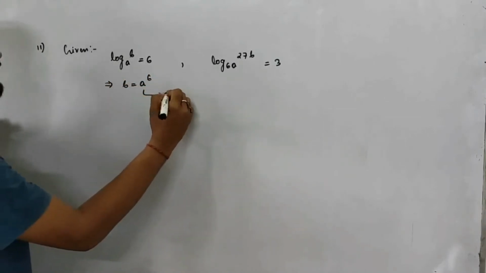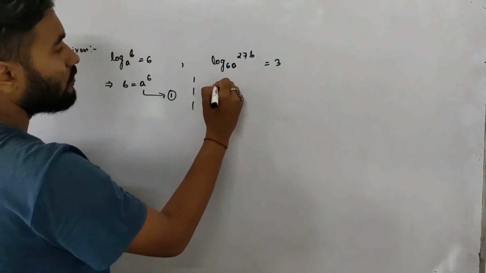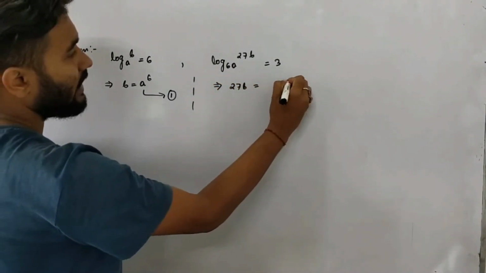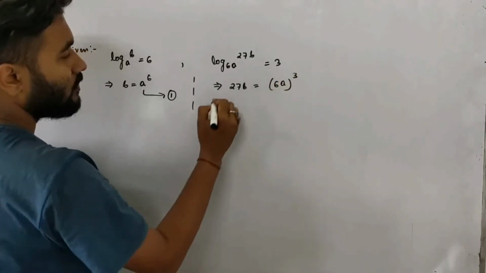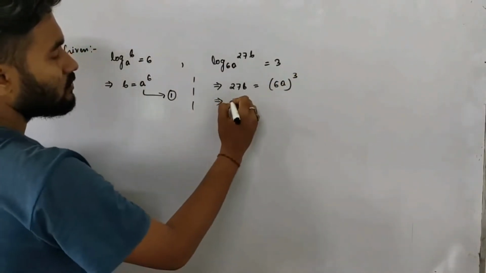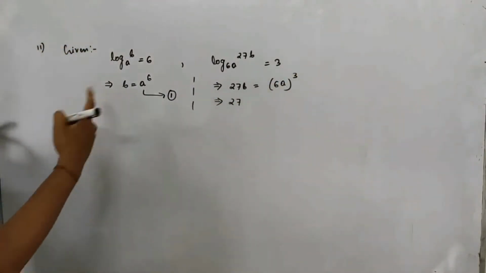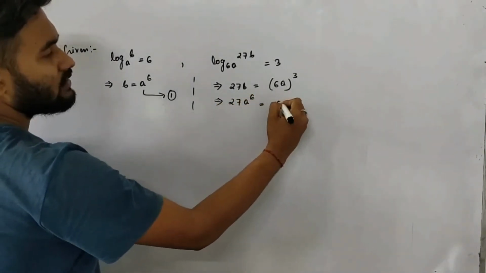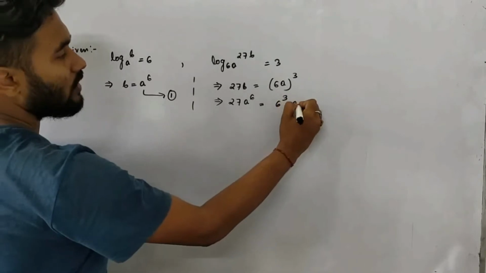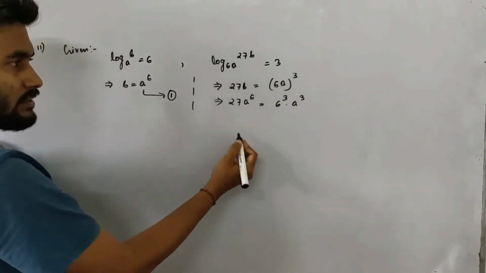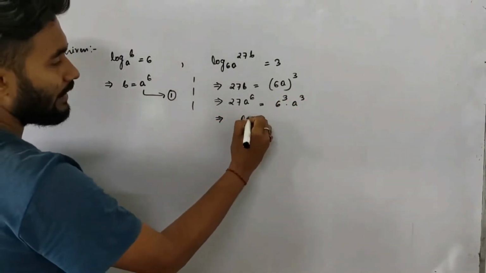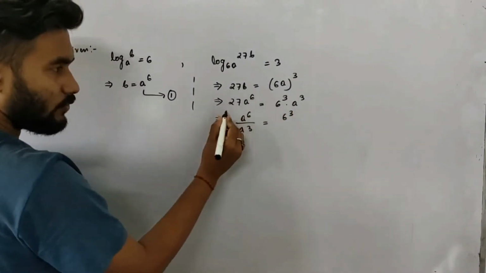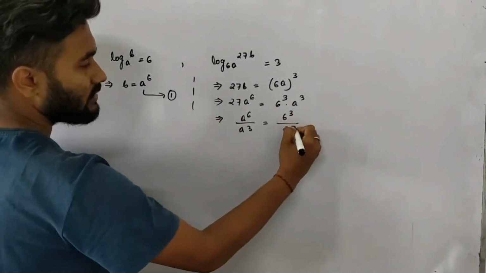Keep this as equation 1 over here, which implies 27b will be equal to what? 6a whole cube. Okay, so 27, what is the value of b? The value of b is a to the power 6. Same question, accurate. So this one I will break 6 cube into a cube. I will bring this a cube down here, a to the power 6, a cube, then 6 cube, and I will take 27 to the right side.